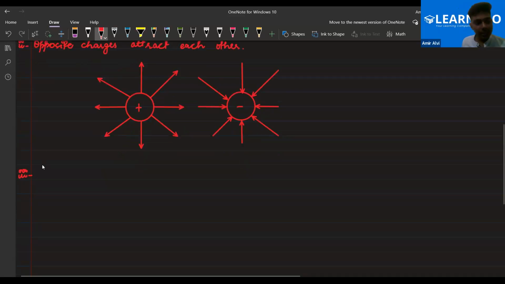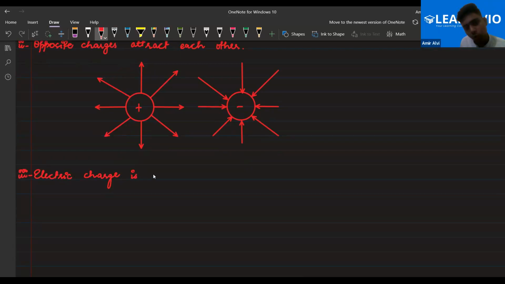Sure. Last property is: electric charge is quantized.